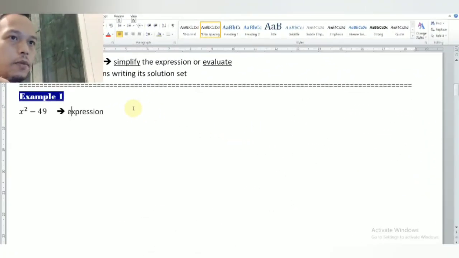Let me give you an example. First, I'll give you an example of expressions. Don't forget that this is an expression without an equal sign. What you can do is only simplify or evaluate. This is already in the simplest form. It means if you have to simplify it, you just cannot do anything with it. But if you need to evaluate it, for example, I give you x equals 7, evaluate it. So you just substitute x by 7 and then calculate it.